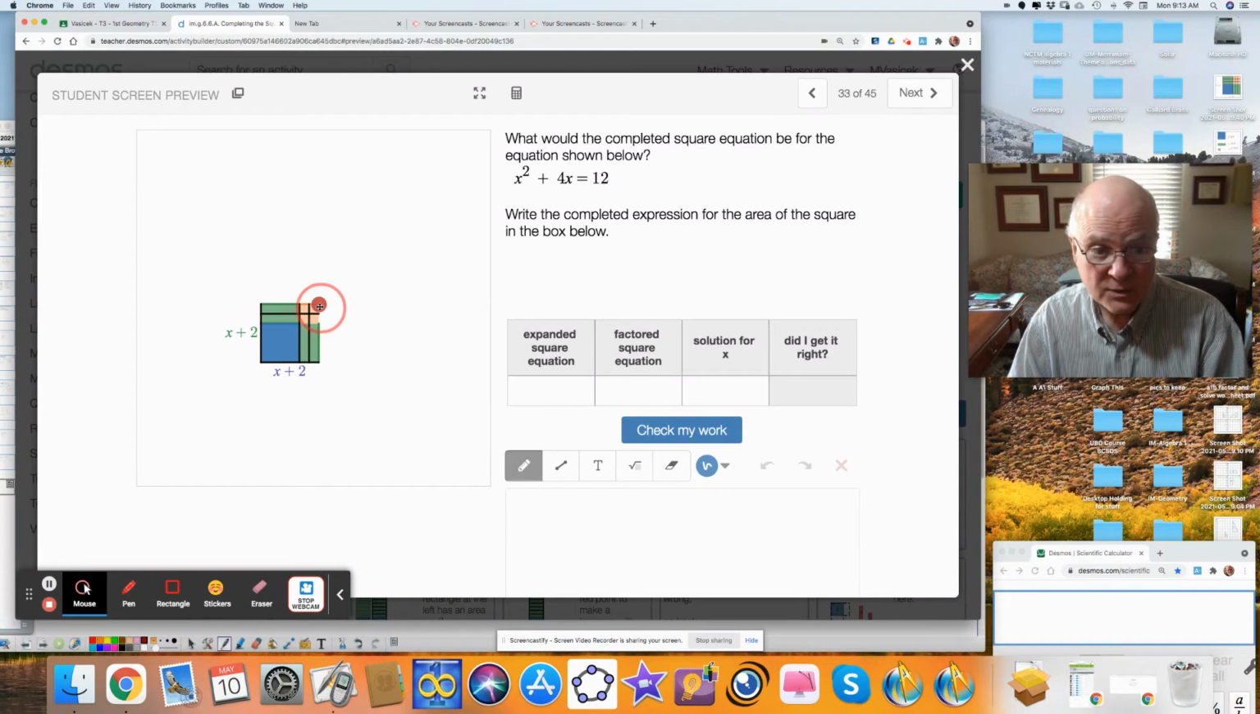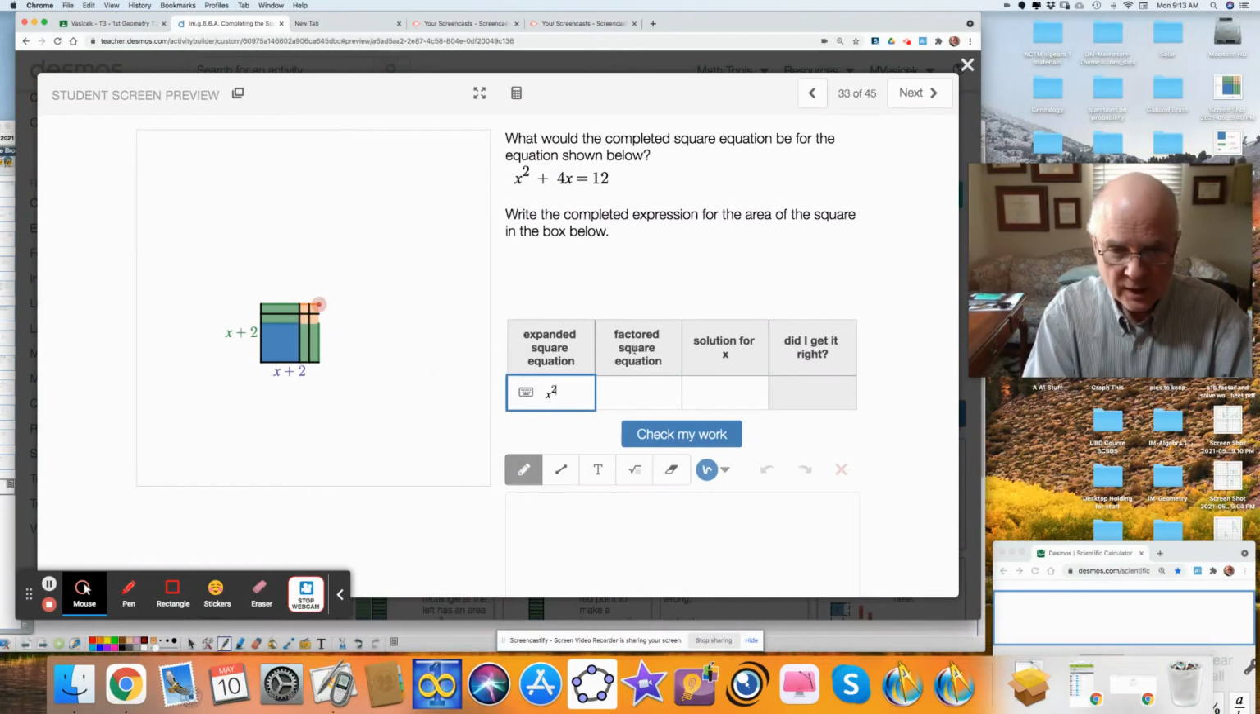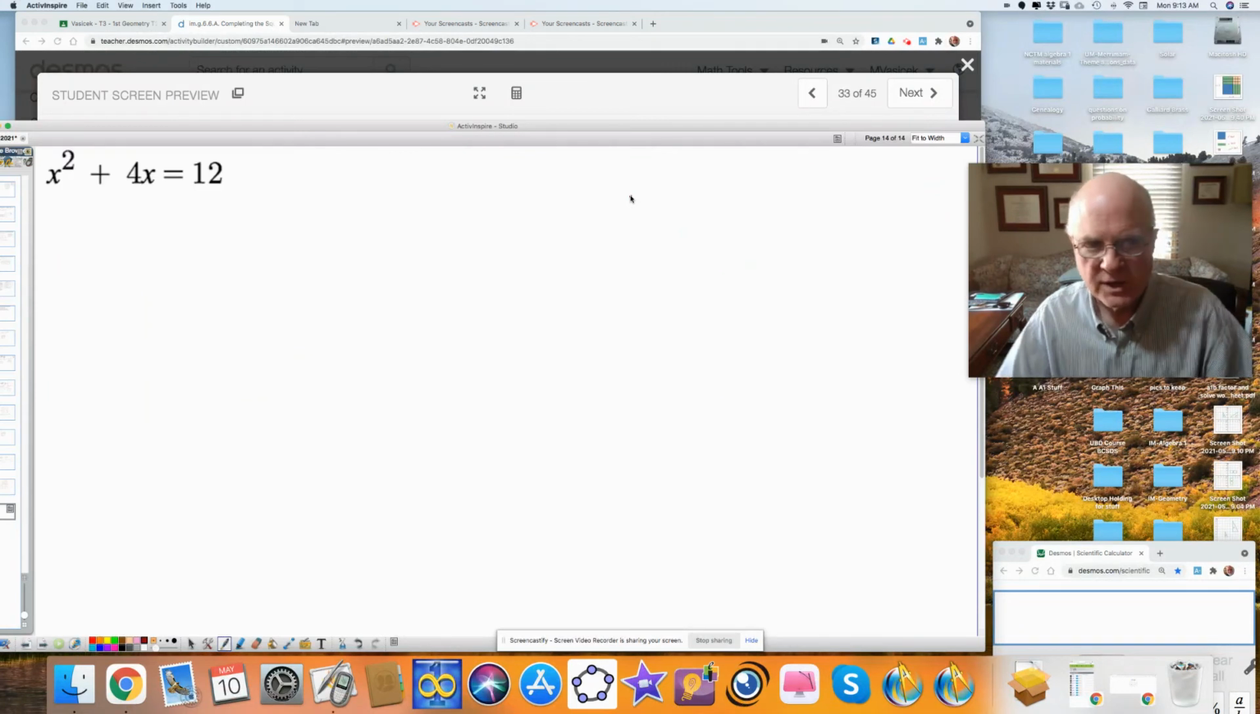If I have x squared plus 4x, I want to make this into a perfect square trinomial. So the expanded form of this square is going to be x squared plus 4x plus 4. The factored form would be x plus 2 squared. And what do we get when we solve this for x? So I'm going to show you this on my whiteboard again. And there will be several exercises that you can actually try with this.